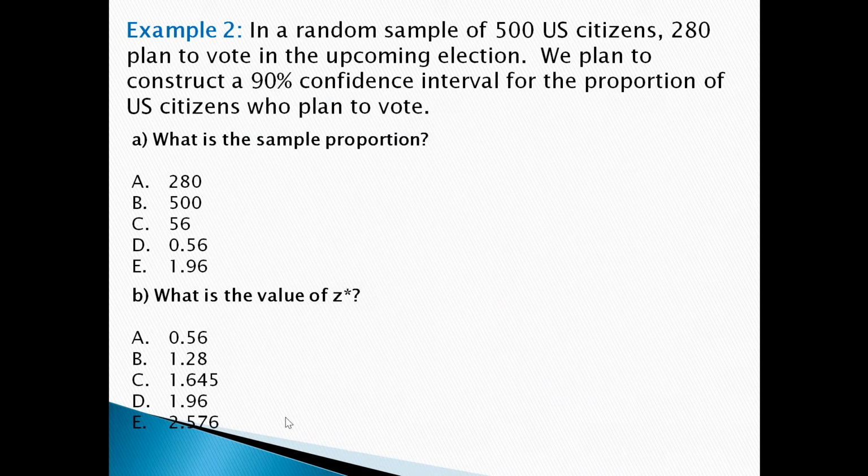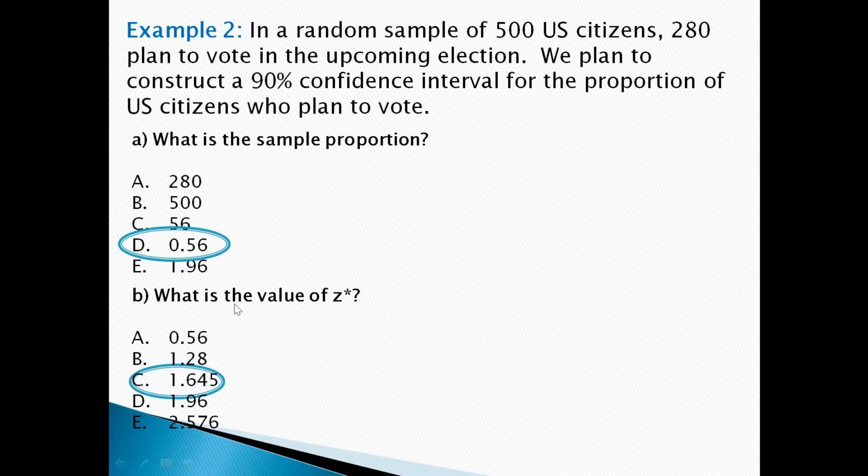Example 2. In a random sample of 500 US citizens, 280 plan to vote in the upcoming election. We plan to construct a 90% confidence interval for the proportion of US citizens who plan to vote. What is the sample proportion? Sample proportion is the p hat. The p hat can be found by 280 divided by 500. And if we do that, we will get the sample proportion to be 0.56.